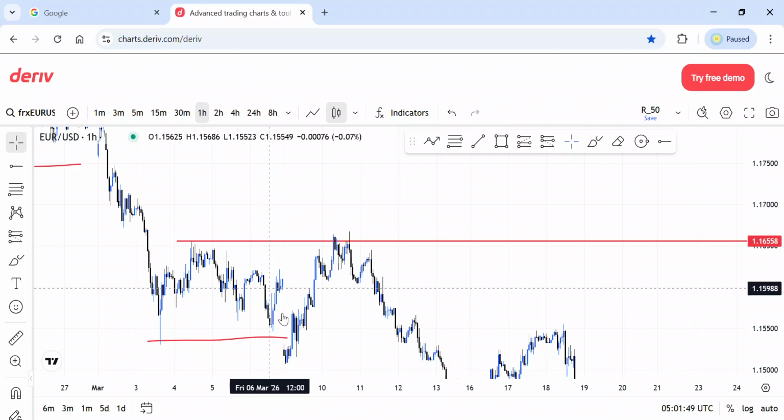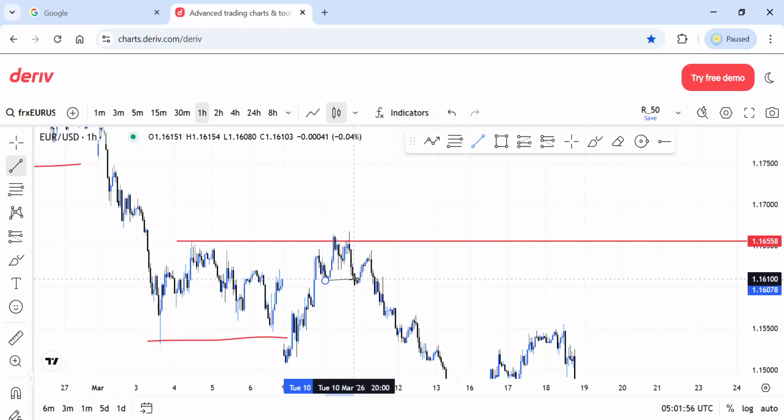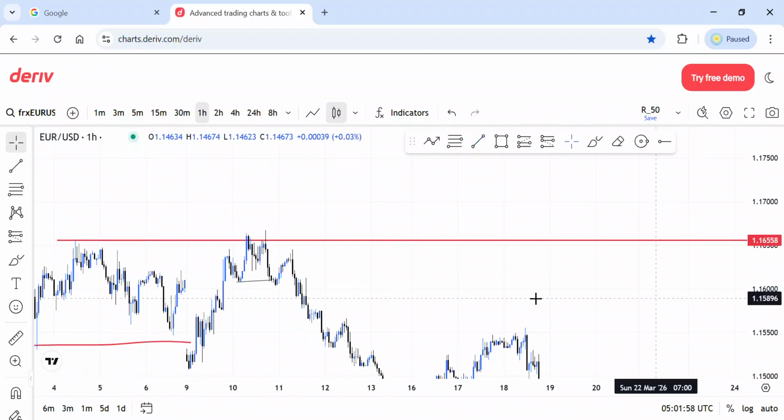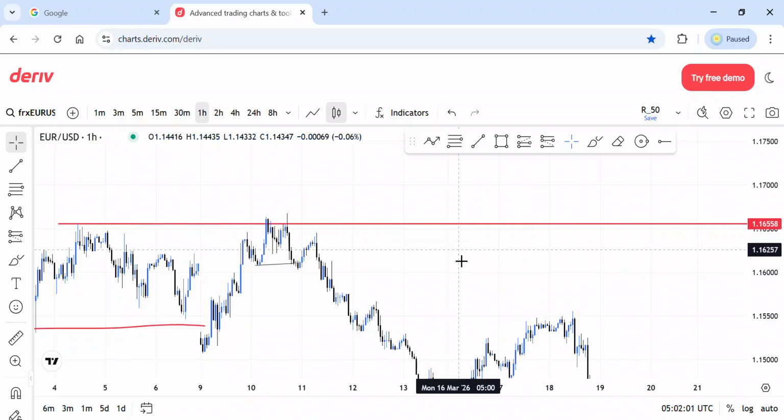This is the BOS to the downside. This is the last high. The market already gave us a choke here. Easy peasy, no stress. This is a choke to the downside. I can see it on 1 hour. So that is a choke to the downside.